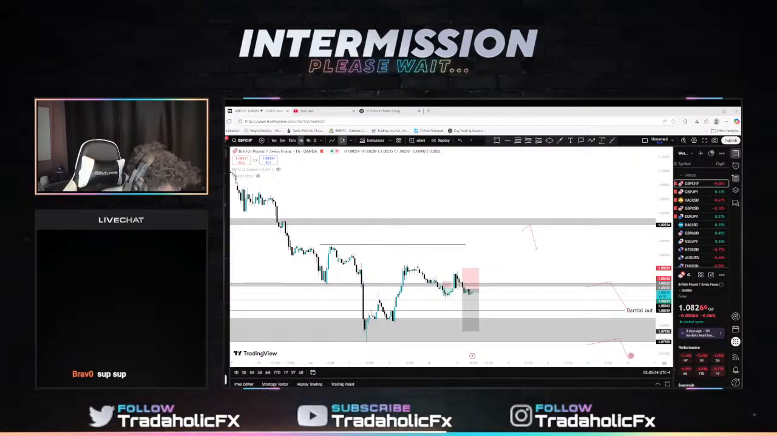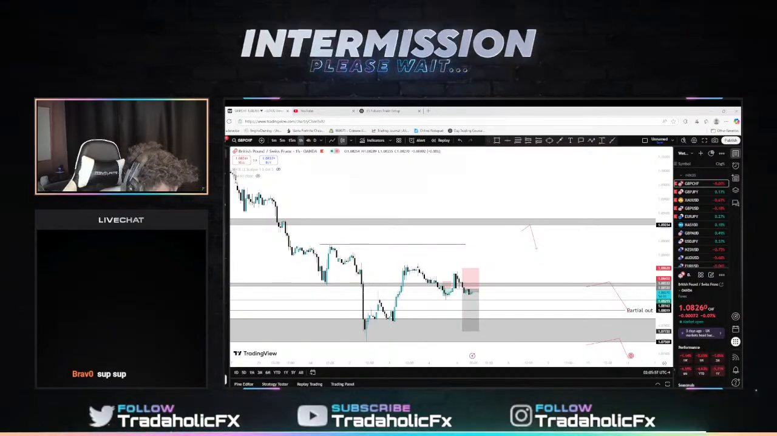It's still acting up though. Nah, it's definitely choppy. It's not an area that I would want to trade in. I'd rather wait for a breakout.